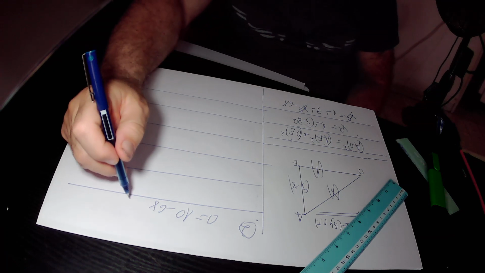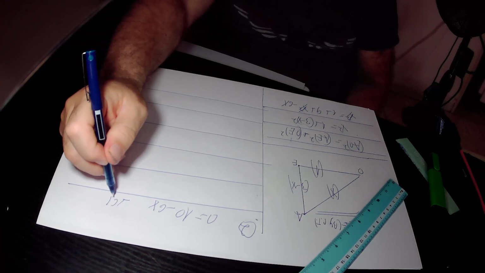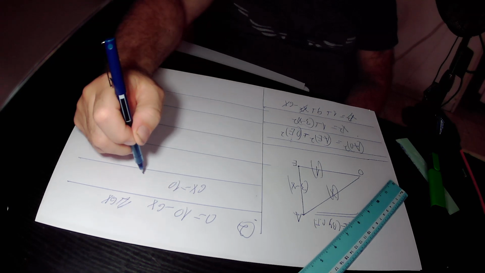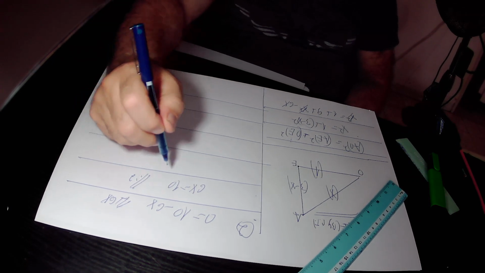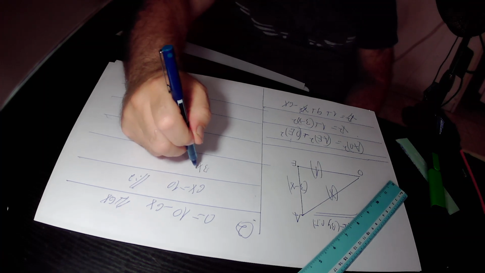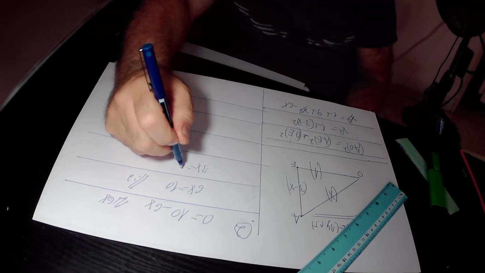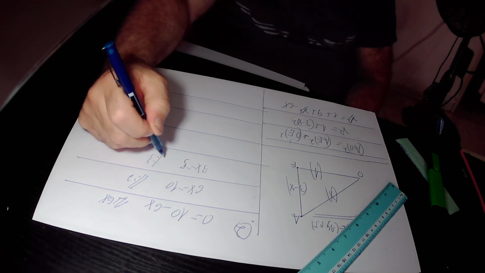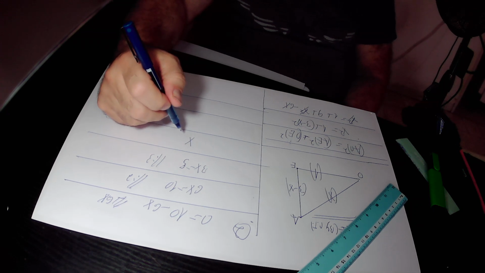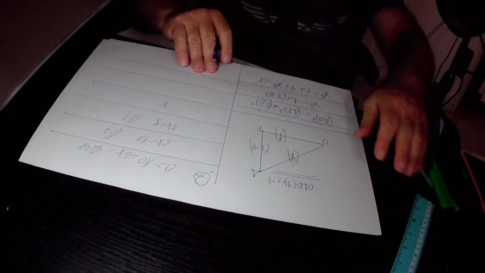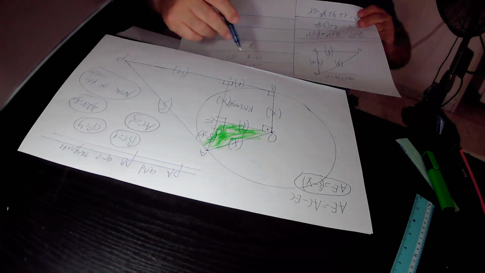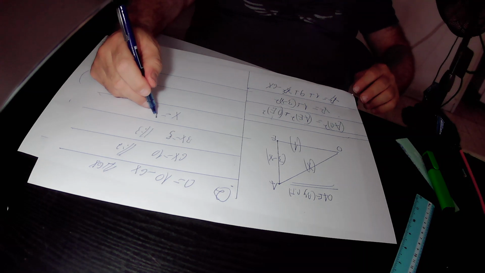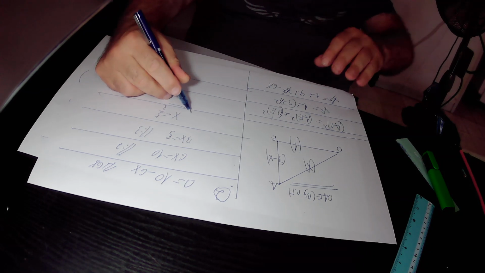Here we add 6x to the equation, and finally we get that 6x equals 10. Here we divide this equation by 2, and finally we get that 6x over 2 is 3x, equals 10 over 2 is 5. So 3x equals 5. Here we divide this equation by 3, and finally we get x, that is the radius of the circle, x equals 5 over 3 units in length.